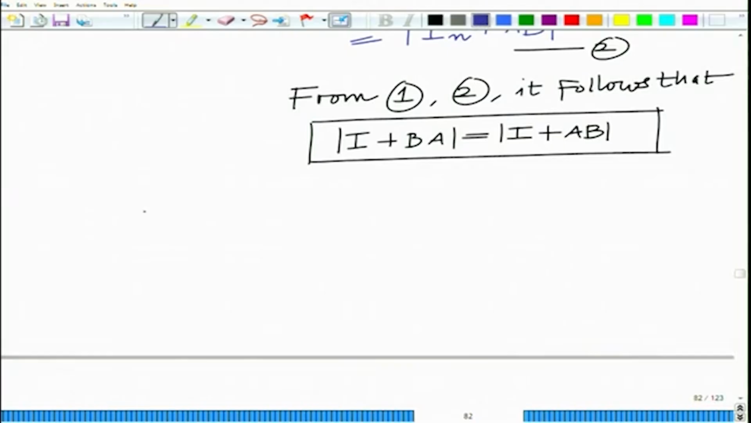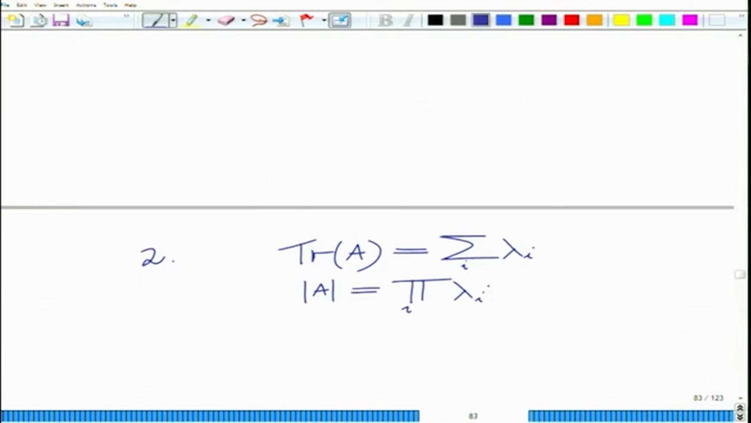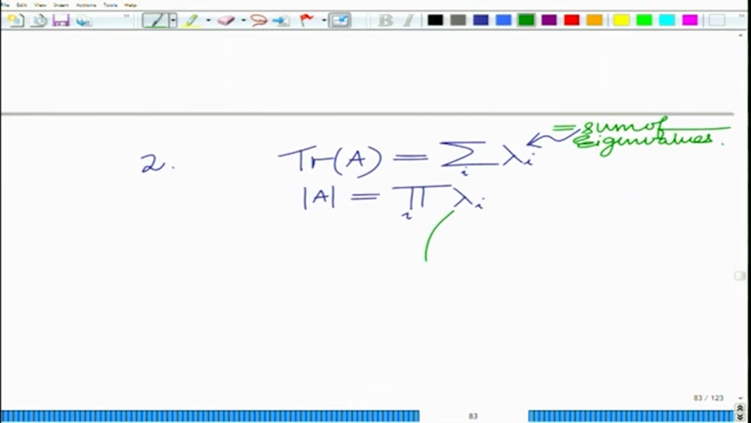Let us look at another interesting example, that is example number 2. We want to show that the trace of a square matrix A is the sum of the eigenvalues of A, and the determinant of A is the product of the eigenvalues. So, trace is equal to sum of eigenvalues and the determinant is basically the product of eigenvalues.